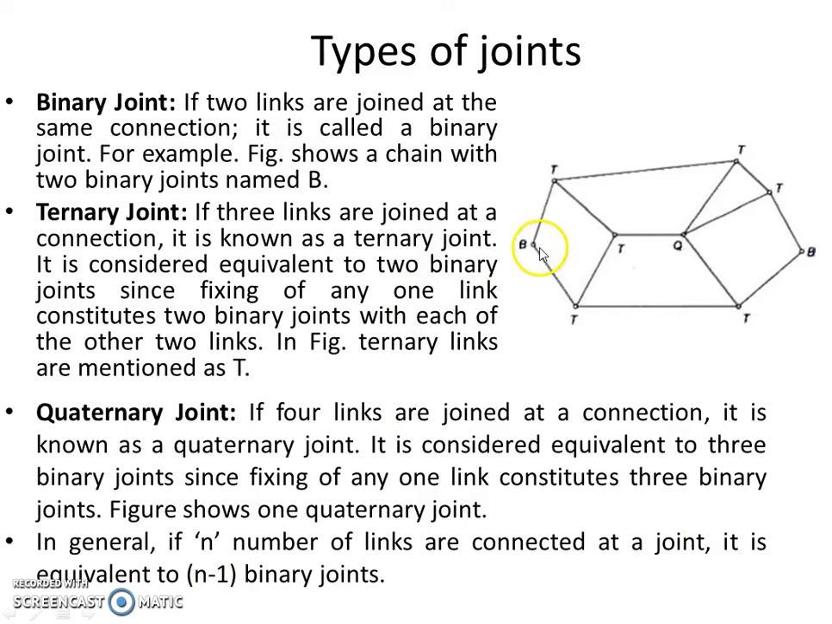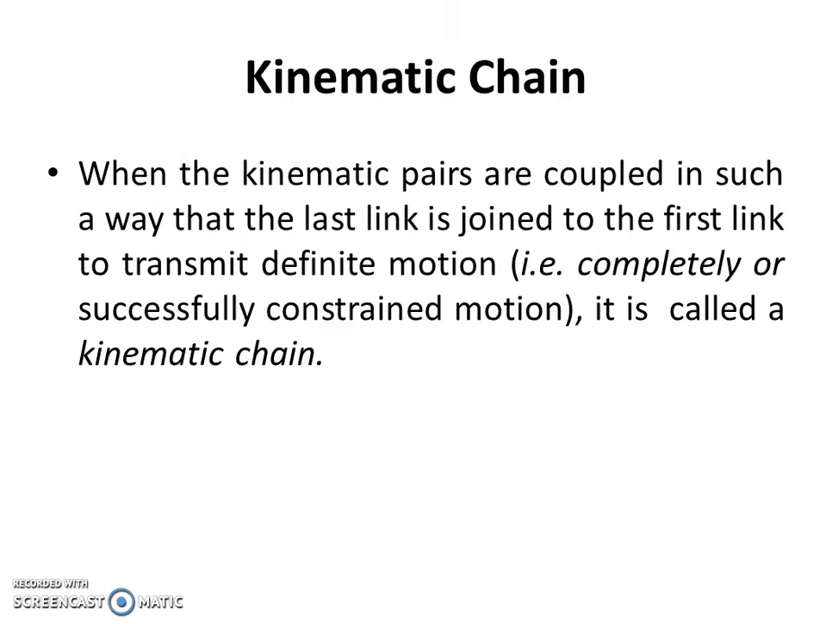So here, if we see in a binary joint, two links are connected at this joint, so it is equal to 1 binary joint. In a ternary joint, three links are connected, so 3 minus 1, 2 binary joints. It indicates that the ternary joint is equal to 2 binary joints. Similarly, a quaternary joint is equal to 3 binary joints.